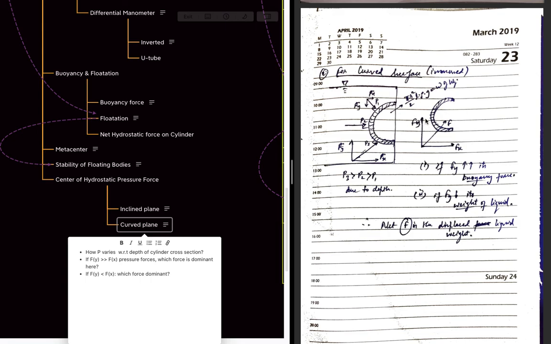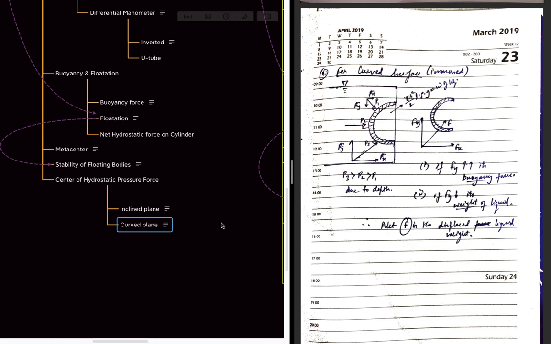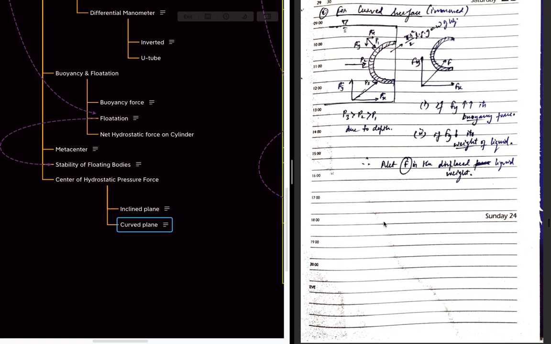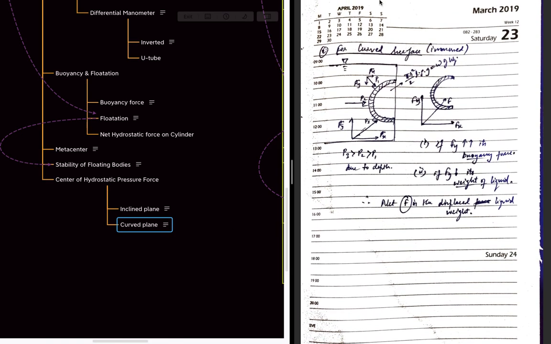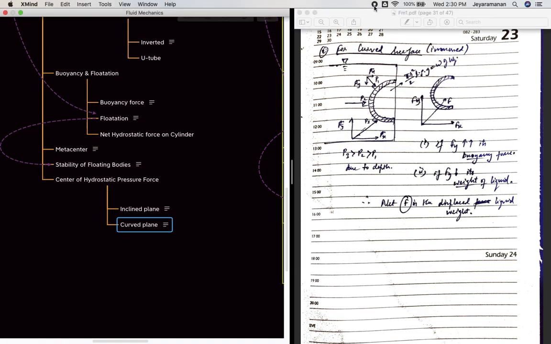The net hydrostatic force can be calculated by first resolving this pressure into x and y forces, and then adding them, and you will get the force like this. If the direction is below the cylinder, it means for this case it is the buoyancy force. Okay, and I think we have covered it. We will see next fluid dynamics, fluid kinematics.